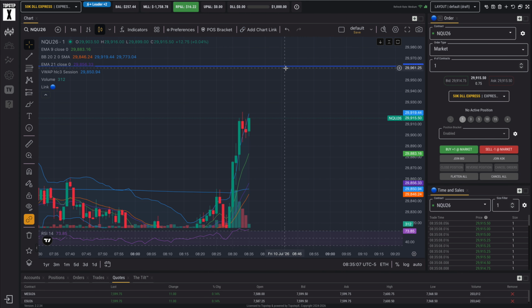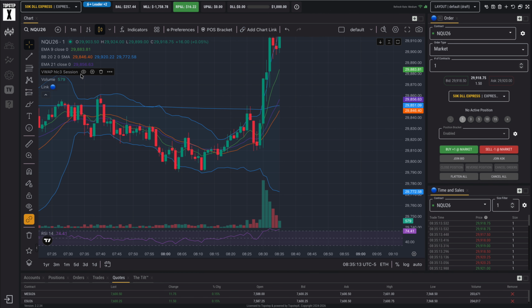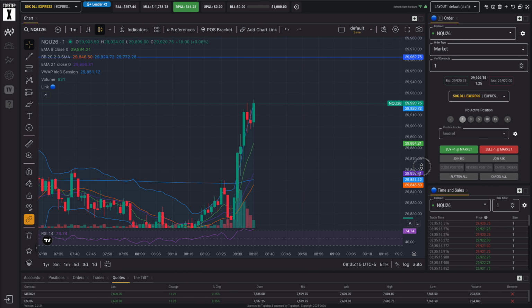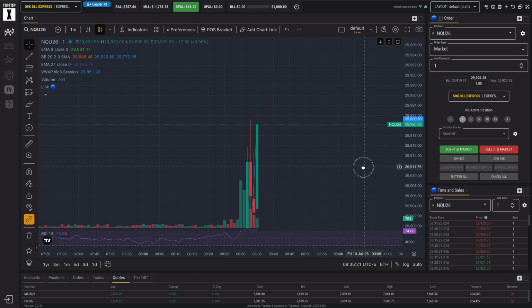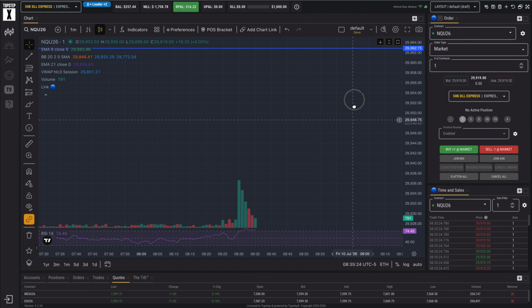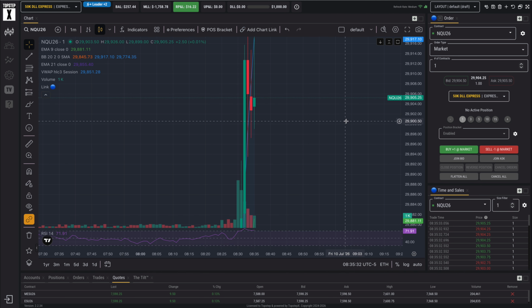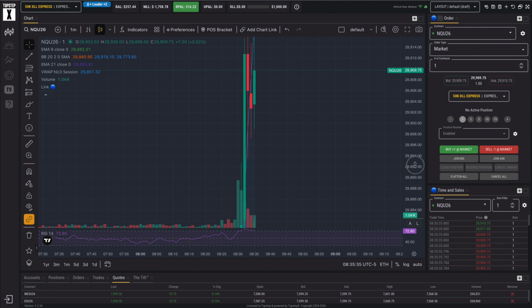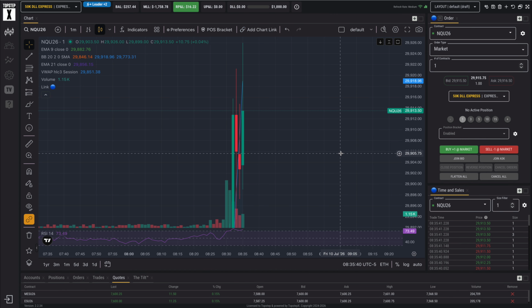Where's the pre-market high? It's right here. Let's just refresh the VWAP again. Everything's trading above the VWAP. This candle is also very important because if it closes red, that's 3 candles red in a row.